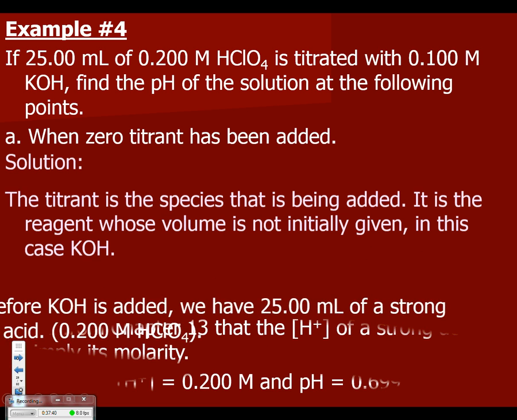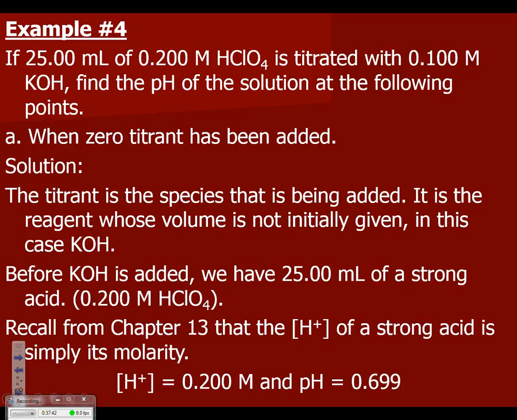Okay, so if no titrant has been added, then I'm just worried about the 25 milliliters of the acid. When 0 titrant has been added, no KOH is added. All we're worried about is our acid. So we're just worried about this much of this. Okay? We just take this, which is the concentration of the hydrogen, and go minus the log, and we've got the pH. That's our beginning. We haven't added any OH.